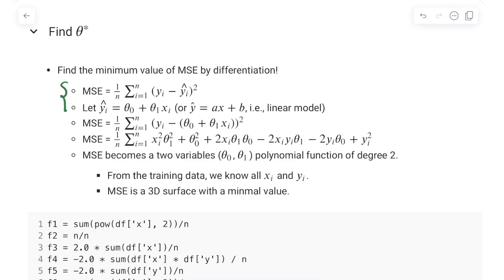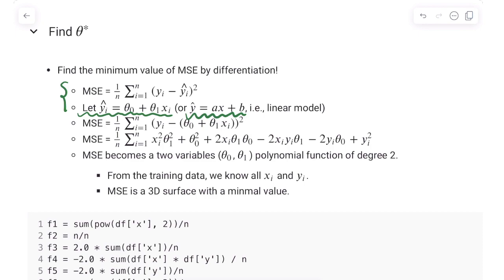Okay, this hour we will talk about how to find the optimized value of linear equation parameters. Since we have these two formulas, the first one is a linear model, which is y hat equals theta 0 plus theta 1 times xi. That is very simple. That is exactly the same as y equals ax plus b. We just use another notation, theta 0 and theta 1.